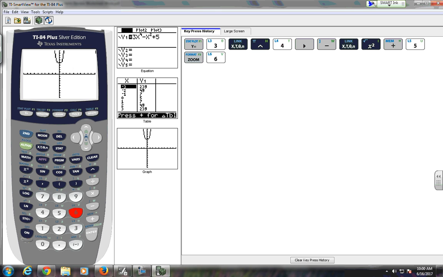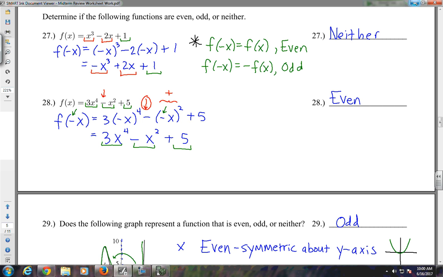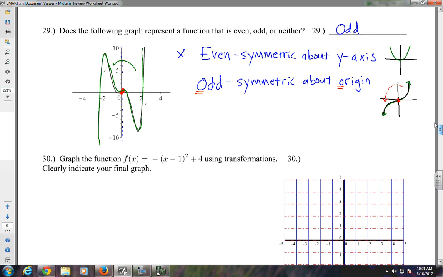Notice I have what looks like a parabola, but it's definitely symmetric about the y-axis. So I can imagine my y-axis here. I can think about folding this graph in half. I notice the right side is the mirror image of the left side. So it is an even function as we had determined. If we check number 27, when we graph that, we would see that it has neither type of symmetry, so our conclusion would be correct.